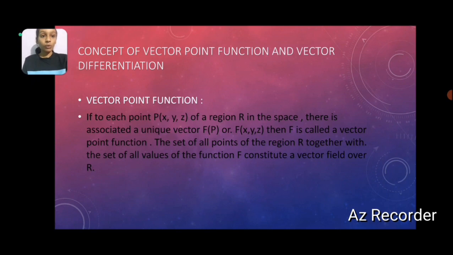Concept of vector point function and vector differentiation. What is a vector point function? If to each point P(x, y, z) of a region R in space there is associated a unique vector f(P) or f(x, y, z), then f is called a vector point function. The set of all points of the region R together with the set of all values of the function f constitute a vector field over R.